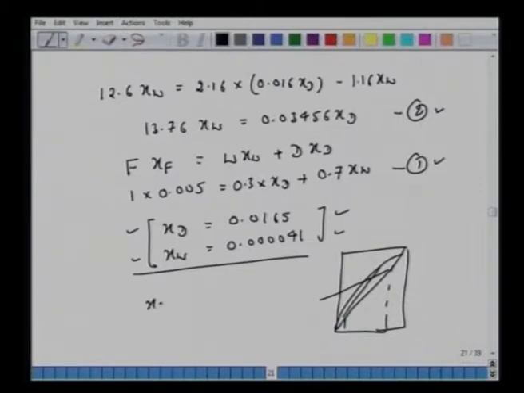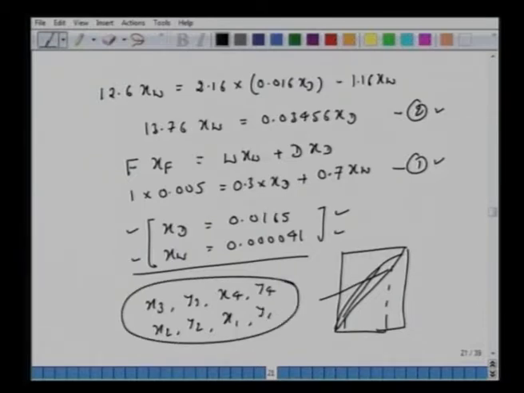To obtain X3, Y3, X4, Y4, or X2, Y2, and X1, Y1. Okay, so let's summarize the example which we have done here. The idea here is to solve analytically. Of course, graphical methods cannot be used because we do not know the compositions.